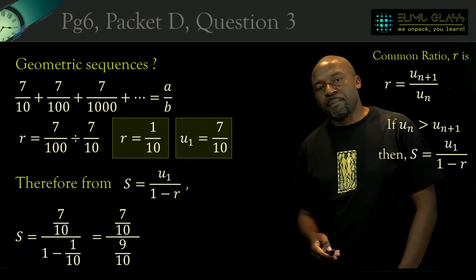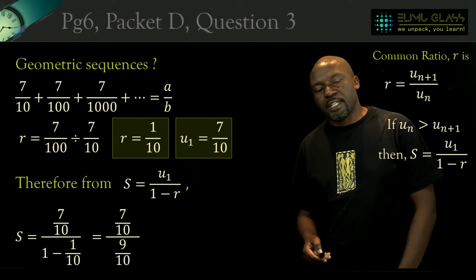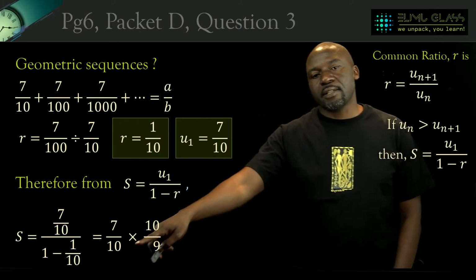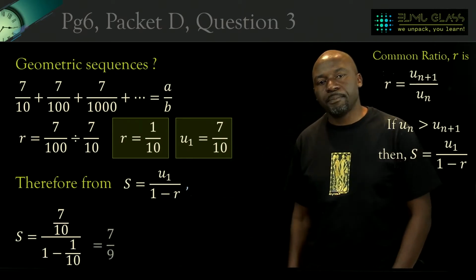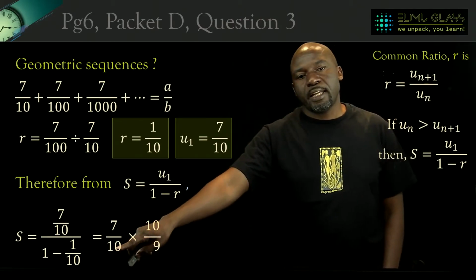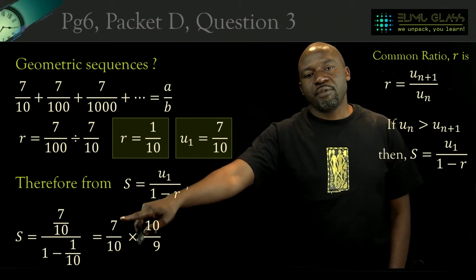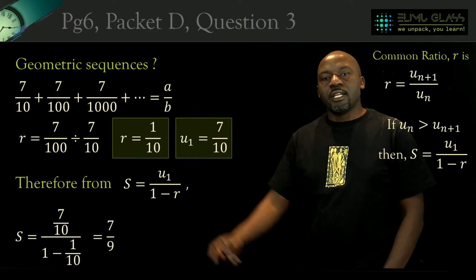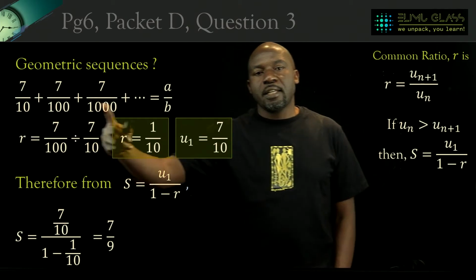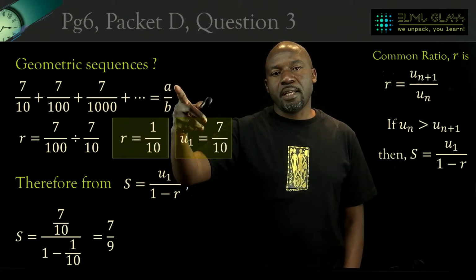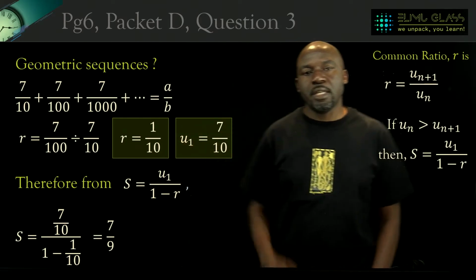And then if we flip the denominator, we have 7 over 10 times 10 over 9. Okay, the 10 and the 10 cancel, and we are left with 7 over 9, like that. Okay, and so the sum of all this is 7 over 9. So the value of A is 7 and the value of B is 9.